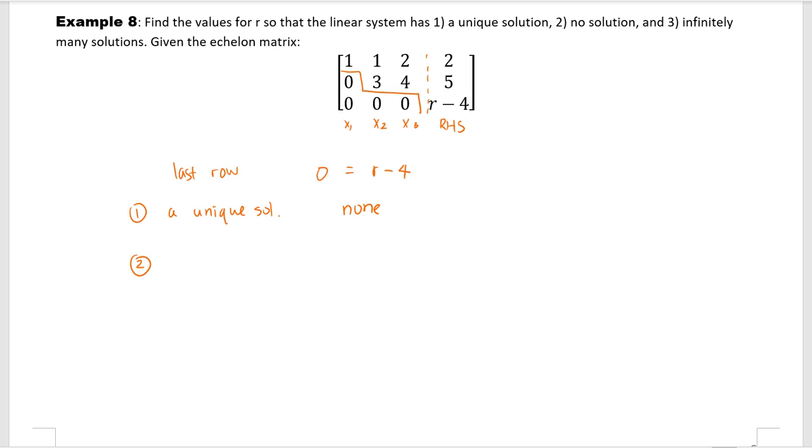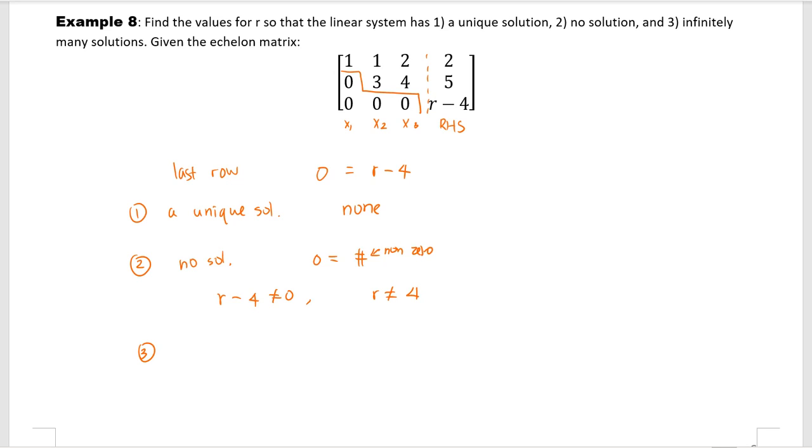Next, remember no solution: we want 0 equal to some number which is not 0. How do we make it not 0? We just need to make r minus 4 not 0. Then r is not 4.